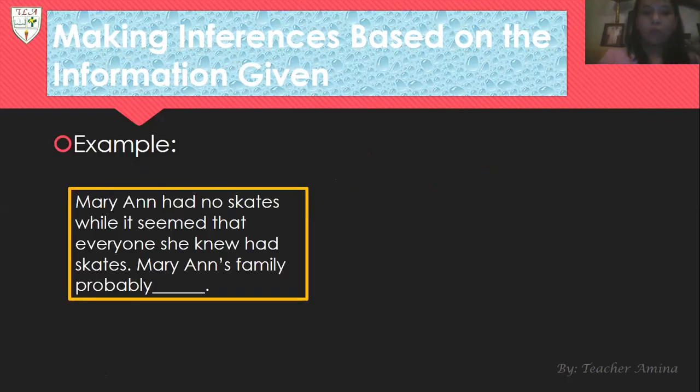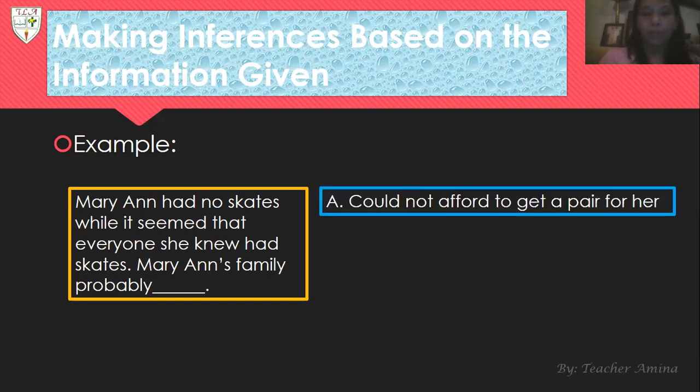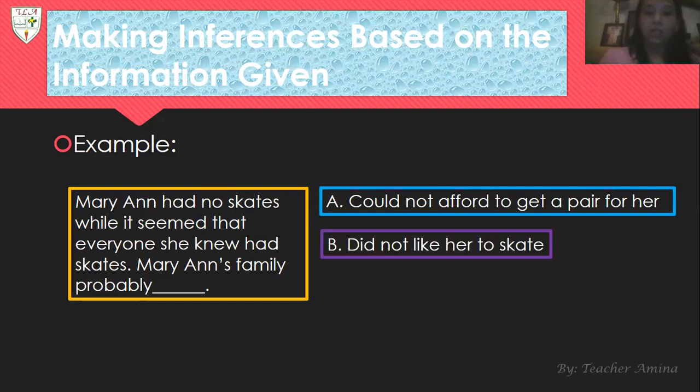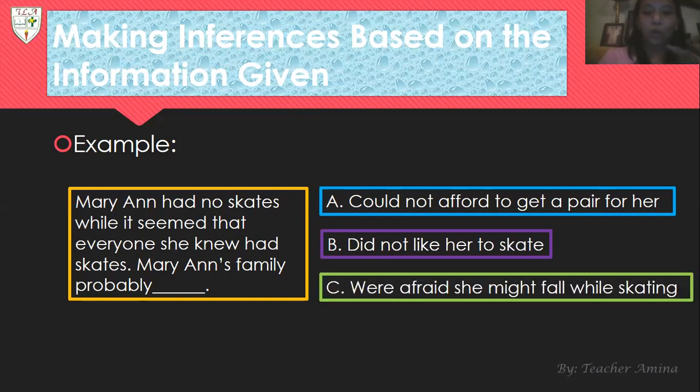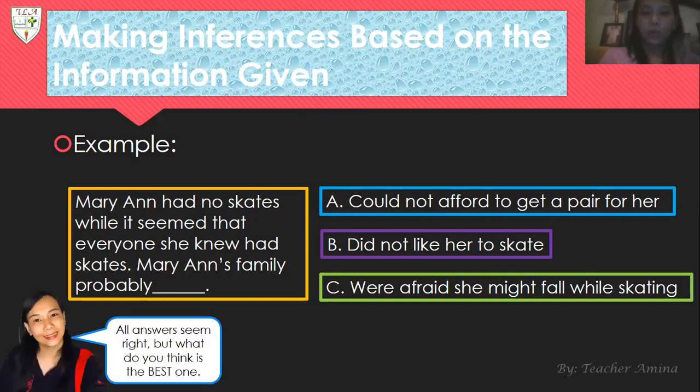Example, Mary Ann had no skates. This is based on the story, right? So Mary Ann had no skates. Well, it seemed that everyone she knew had skates. Mary Ann's family probably, what do you think? They could not afford to get a pair for her. They did not like her to skate, or they were afraid she might fall while skating. So as you are reading all these choices, all answers seem right. But what do you think is the best one?